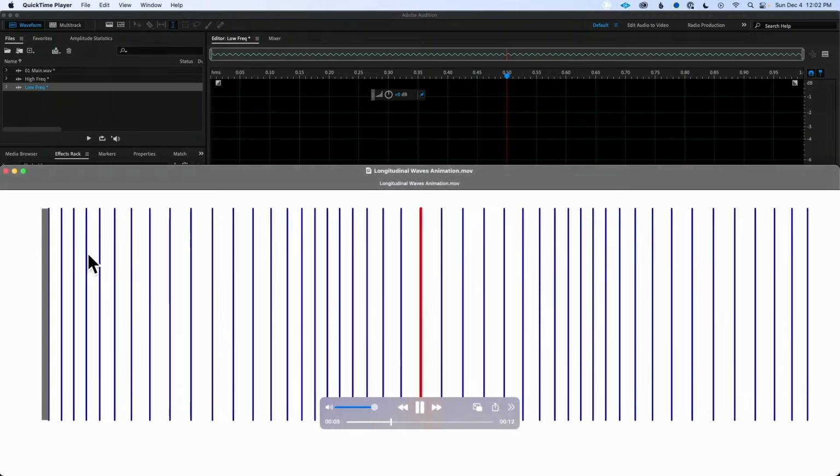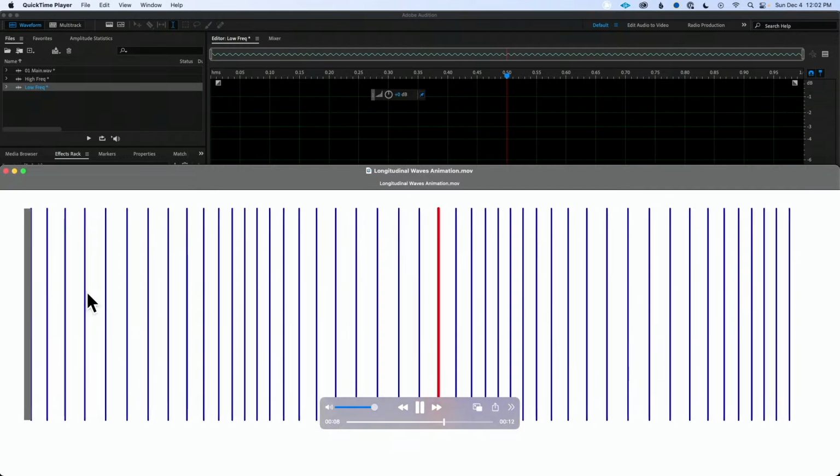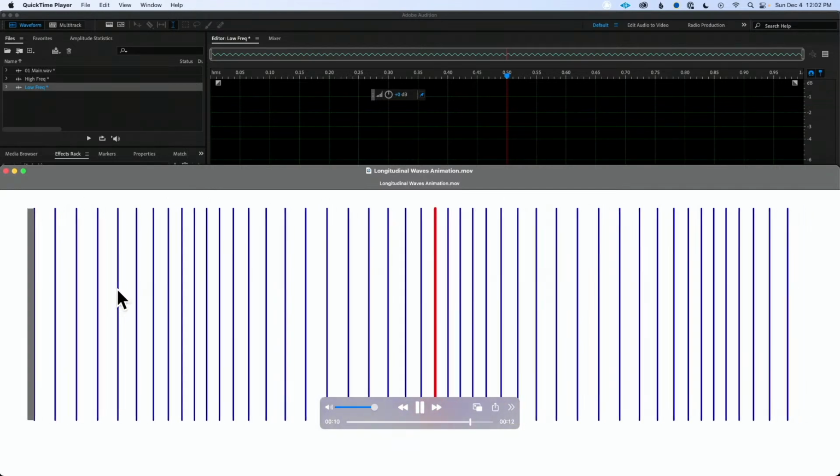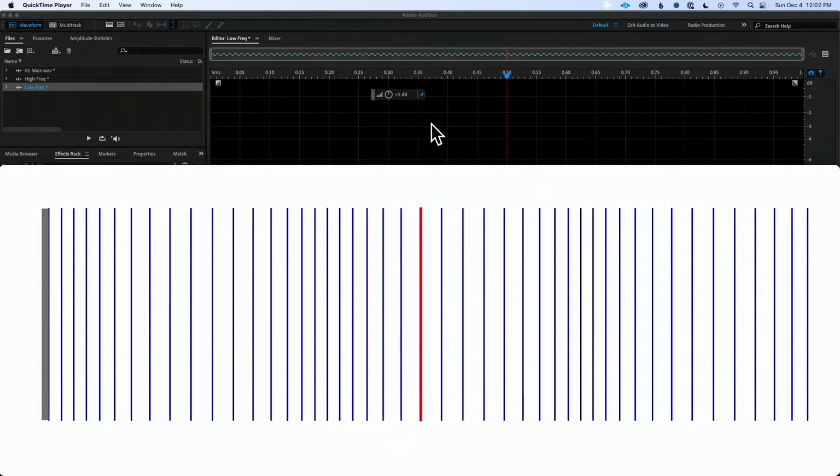You have what are called condensations: when the speaker cone moves forward, the air gets compressed and goes to higher pressure. Then there's a rarefaction when the speaker cone moves back. So here's a condensation where it's higher pressure, and here's a rarefaction where it's lower pressure. That, of course, is all produced by this moving speaker cone. So sound is energy moving through the molecules of the air, and it creates these waves.